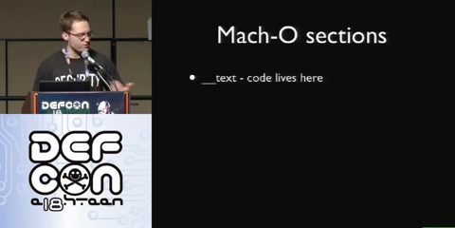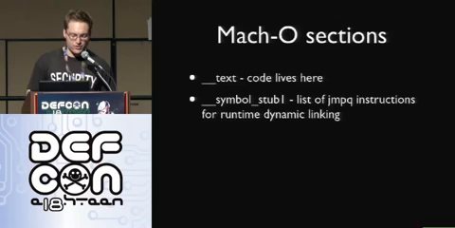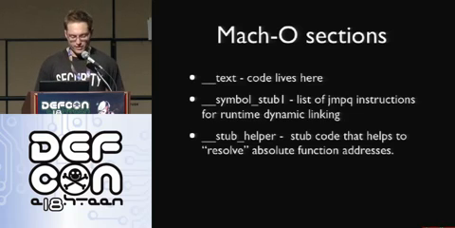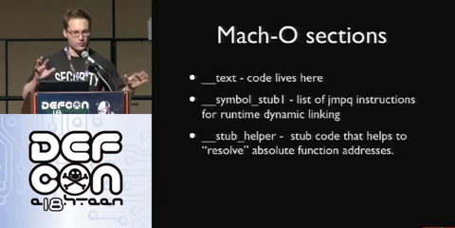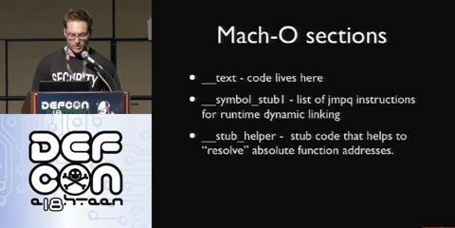So just a couple of sections. These are sort of similar to ELF, right? We have the text section. This is where code lives. There's the symbol stub section. This is just a list of jump queue instructions that are useful for runtime dynamic linking, which we're going to go over in a bit. So don't worry. There's going to be a really pretty picture that'll be hard to see, but if you're looking at the slides online, it'll make a lot more sense.